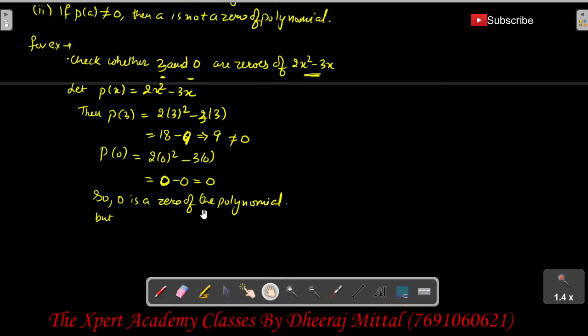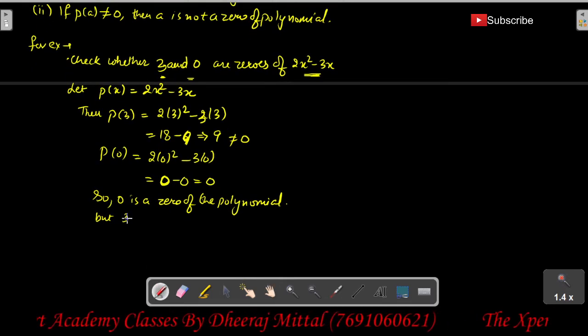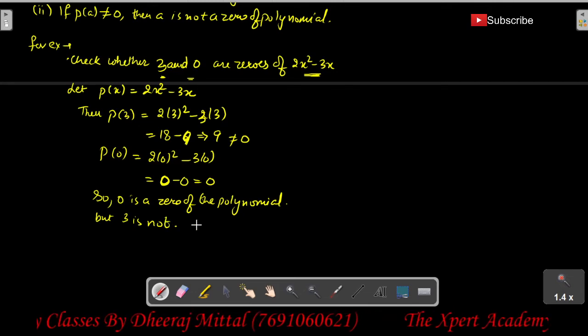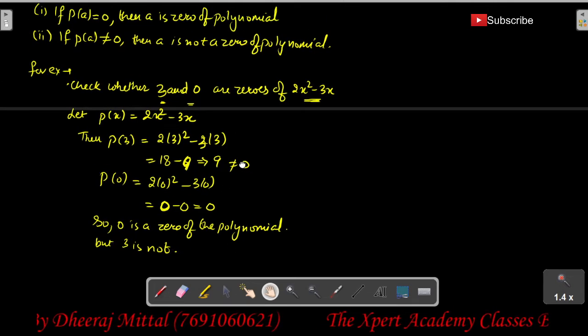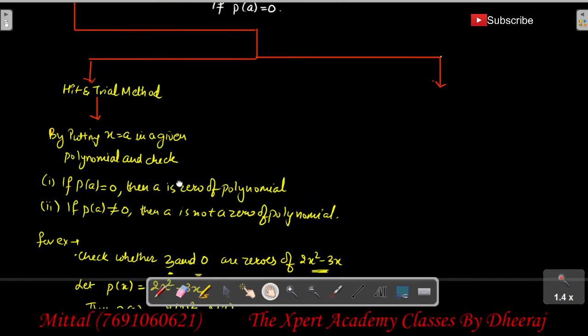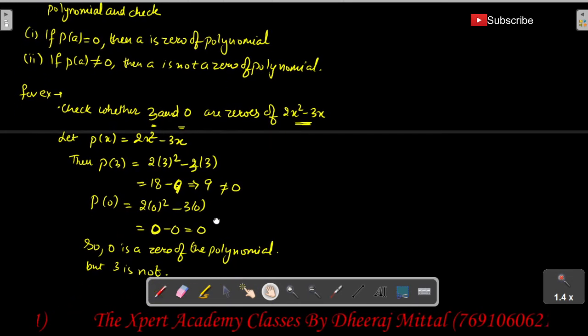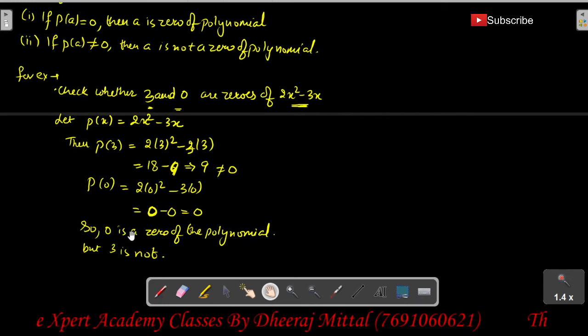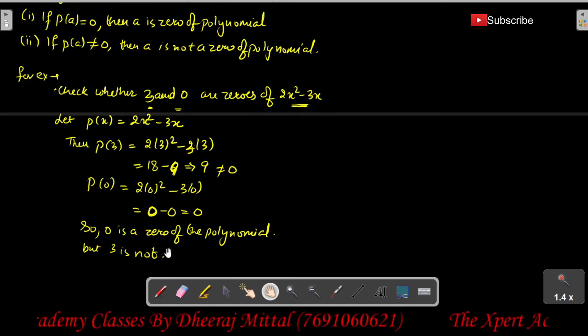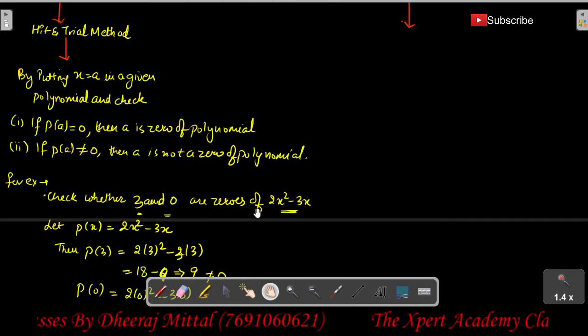3 is not, but 3 is not. So this is the method of hit and try. We will put different values in the given polynomial. If we get 0, then it will be the 0 of the polynomial. If you don't get 0, it is not a 0 of the polynomial.